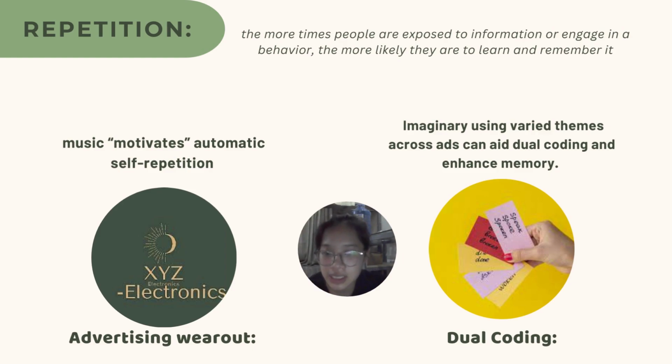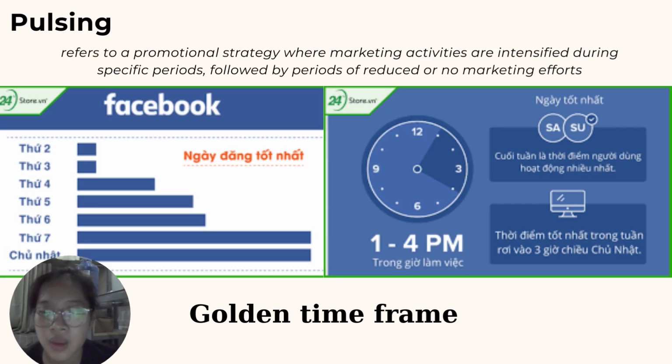And for encoding, imagery using word themes across advertisements can aid encoding and enhance memory. Next is pausing, and it is very beneficial when you know about the golden time frame, which can make your advertisement more trendy.